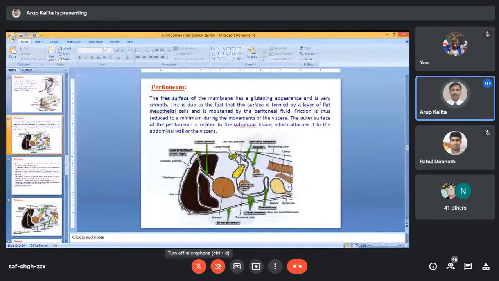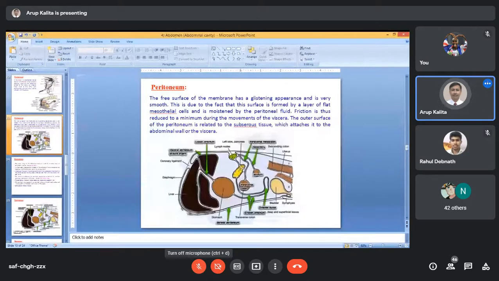Now you see, I am giving an example: here it is the jejunum, here it is the colon, this is the cross section of the colon, this is the cross section of the jejunum, this is the pancreas.